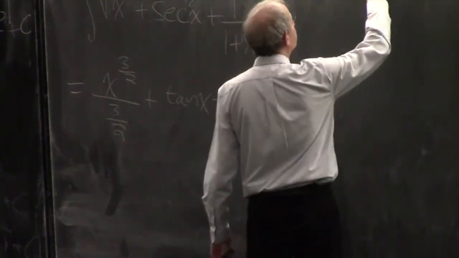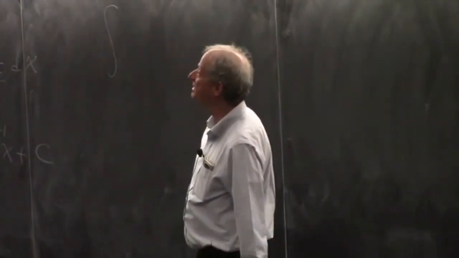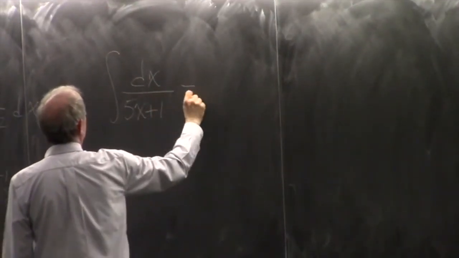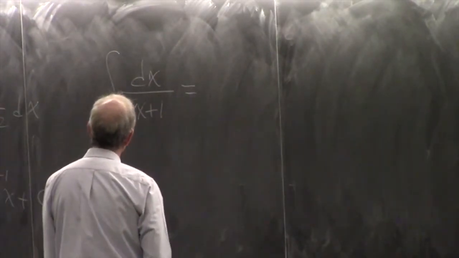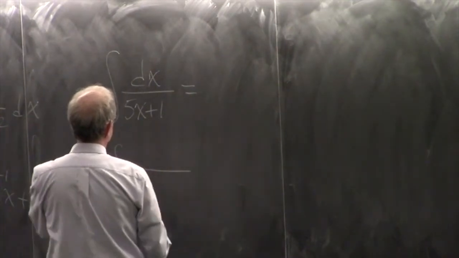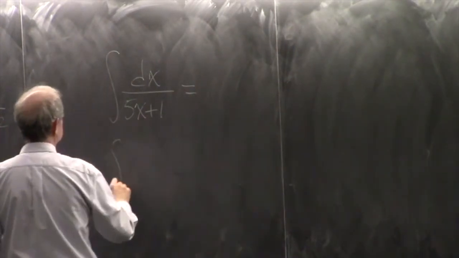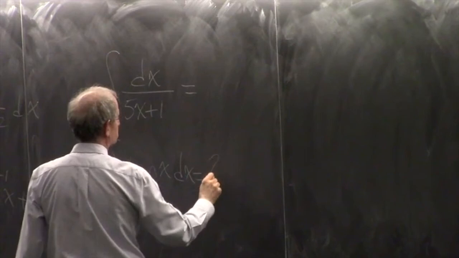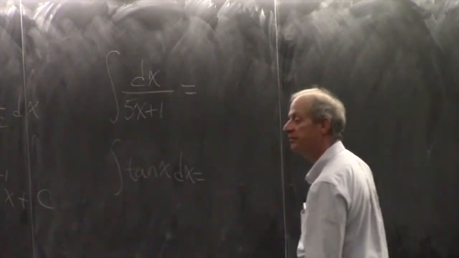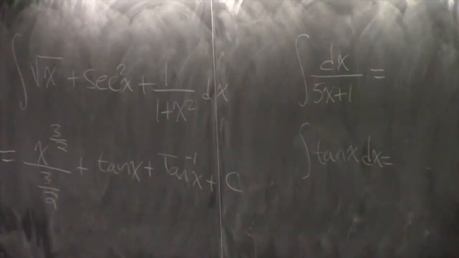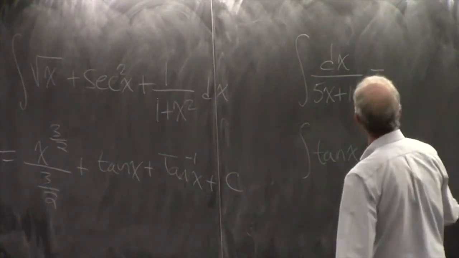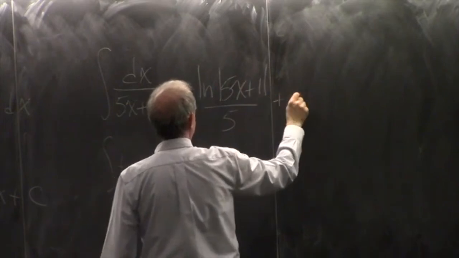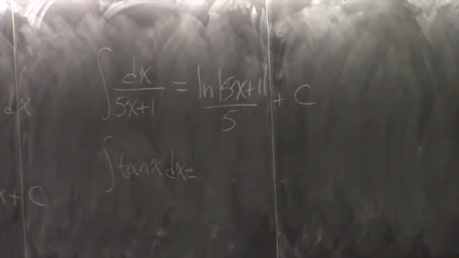Okay, let's do another messy one. I'm getting into good stuff on Wednesday. I'm just doing basics now. Okay, the integral of dx over 5x plus 1 is the natural log of 5x plus 1 over 5. Make sure you can do something like that.